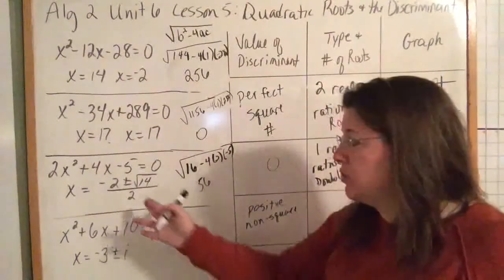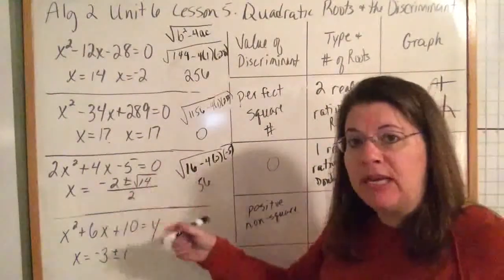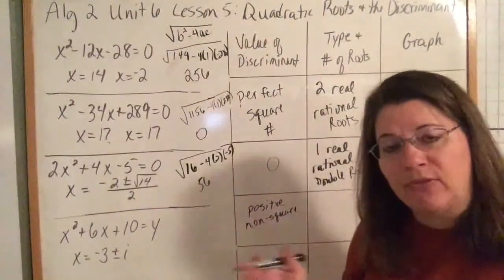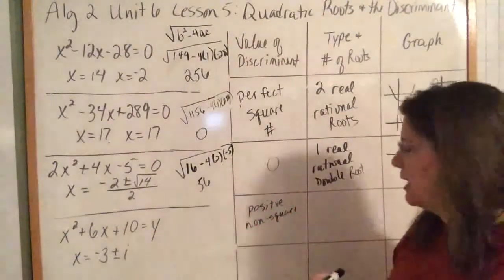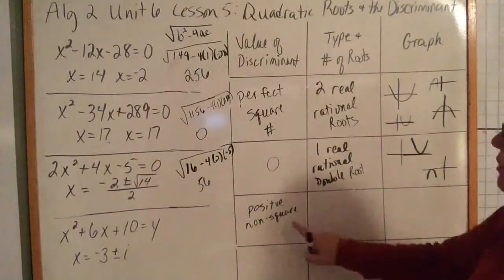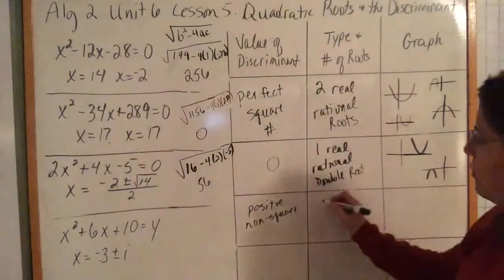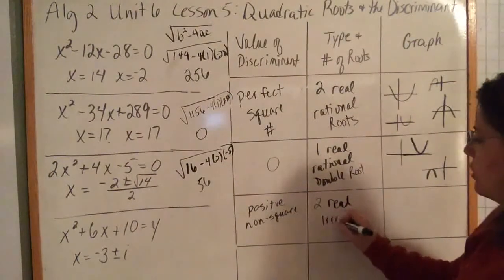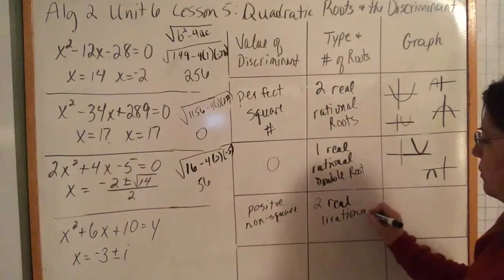We won't be able to graph that very accurately. It's going to be a decimal. We will be able to tell what 2 whole numbers they are between, but that's about all we can do there. So when we have a positive non-square number as our discriminant, the type of roots are 2 real irrational roots.